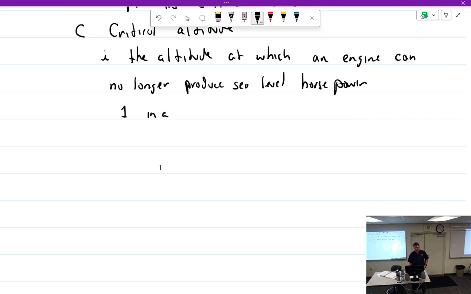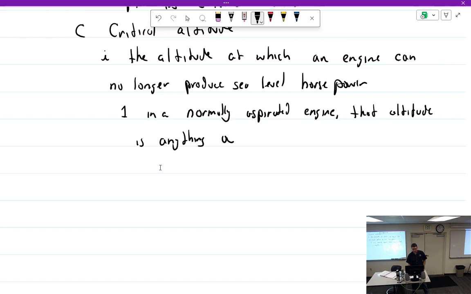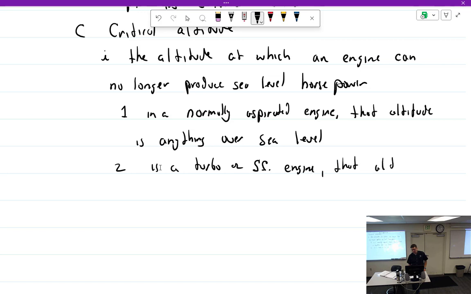So in a normally aspirated engine, that altitude is anything over sea level. So in a turbo or supercharged engine, that altitude is much higher.